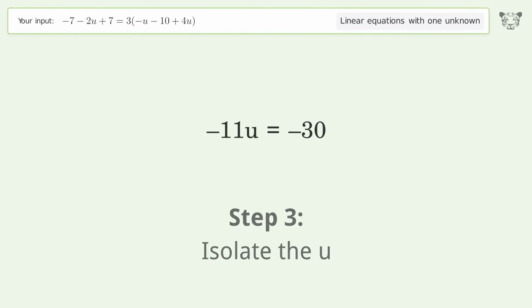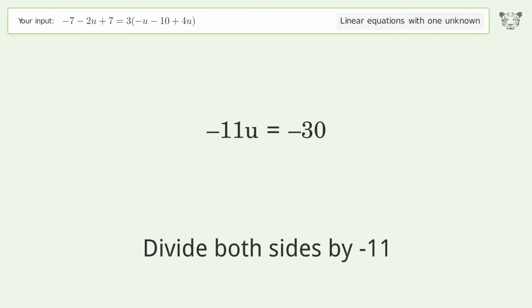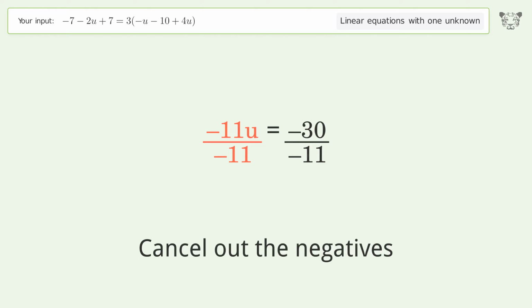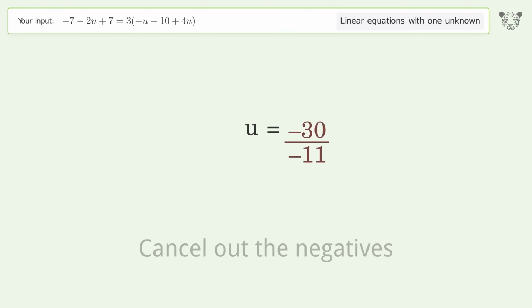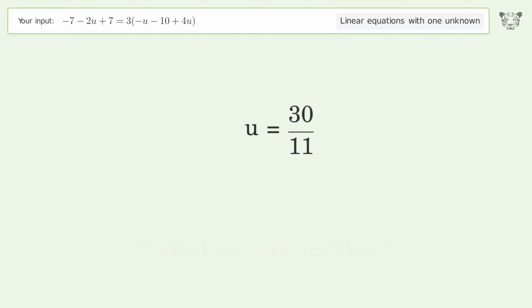Isolate the u. Divide both sides by -11. Cancel out the negatives. Simplify the fraction. Cancel out the negatives. And so the final result is u equals 30 over 11.